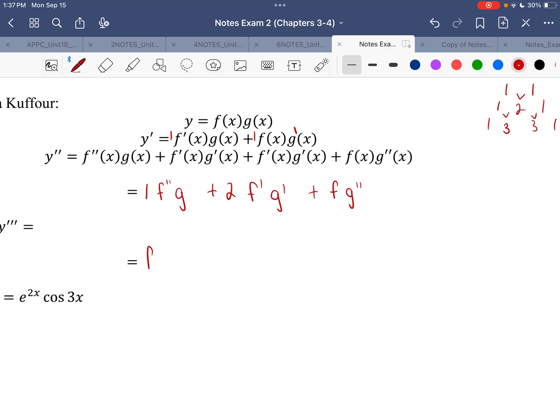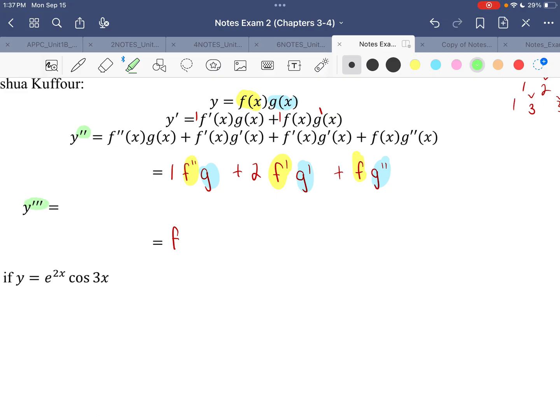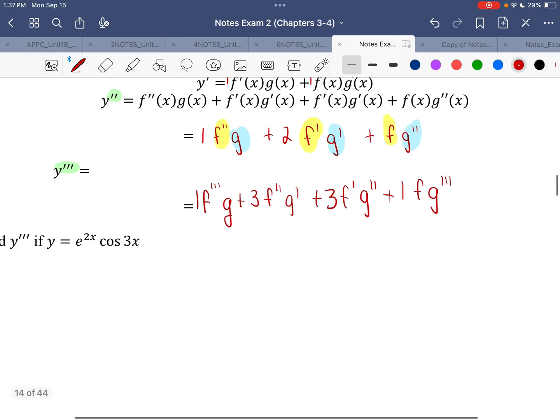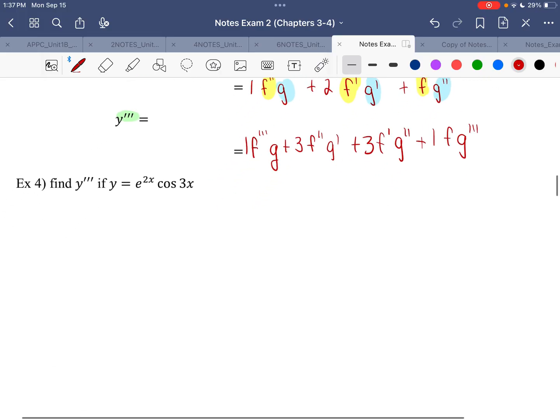So then the third row is going to be 1, 3, 3, 1. The third derivative, we should be able to get from that. Notice also, if we're saying f and g, that the level of derivative should add up to whatever derivative we're finding. So if I want you to find the third derivative, we should have 1 f triple prime g plus 3 f double prime g prime plus 3 f prime g double prime plus 1 f g triple prime. Okay, so finding the third derivative can be really frustrating.